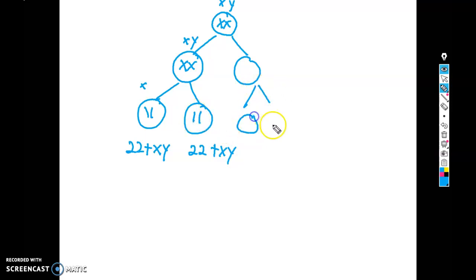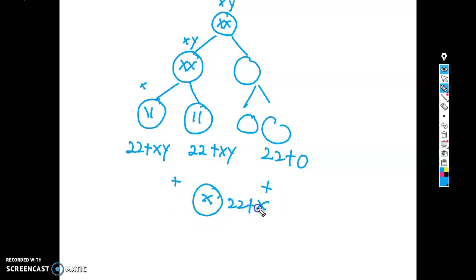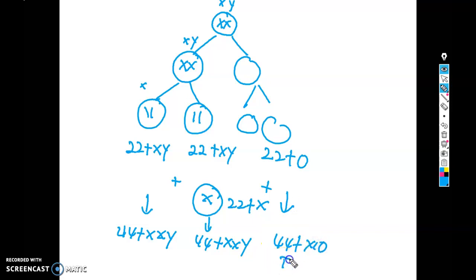Here is 22 plus 0. And if this sperm fertilizes a normal gamete with X, which is 22 plus X, this will produce 44 plus XY, and then they will get 44 plus XY, same, and this one is 44 plus XO, which means Turner syndrome. Both are Klinefelter. Okay, that's all.